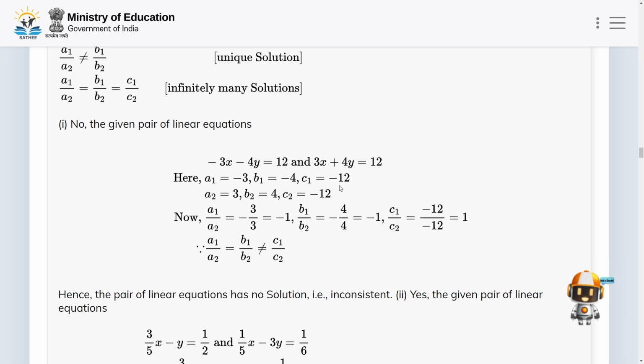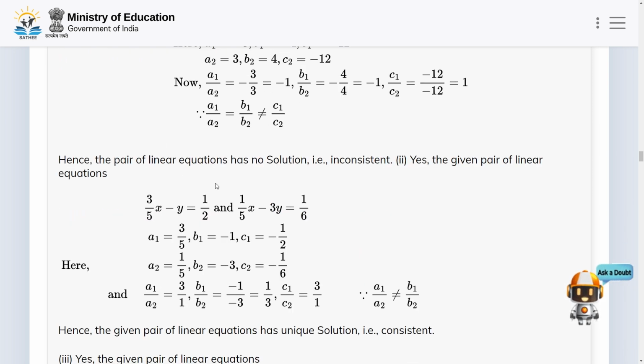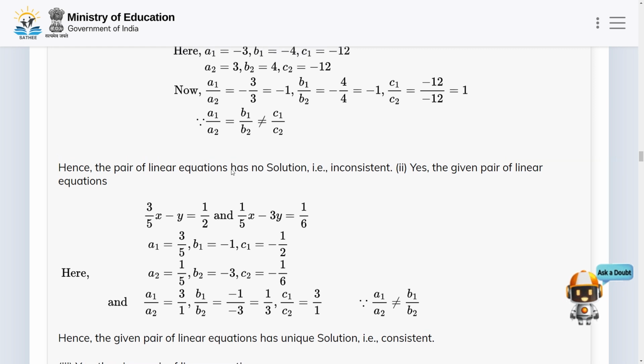Now a1 by a2 is equal to minus 3 by 3, that is equal to minus 1. b1 by b2 is equal to minus 4 upon 4, that is equal to minus 1, and c1 by c2 is equal to minus 12 by minus 12, that is equal to 1. So since a1 by a2 is equal to b1 by b2 but does not equal c1 by c2, the pair of linear equations has no solution. That is, this pair of linear equations is inconsistent.